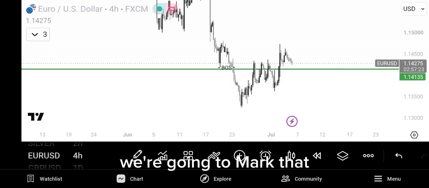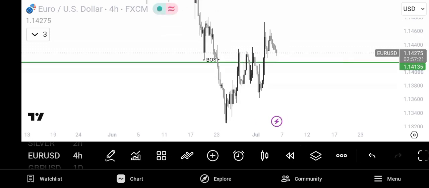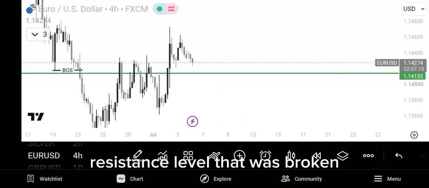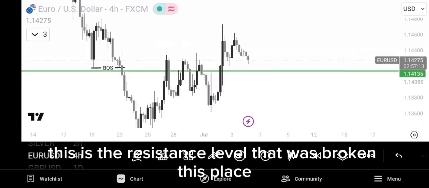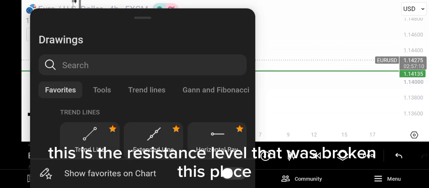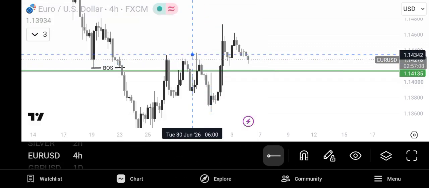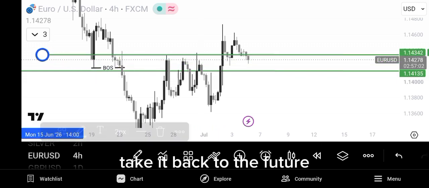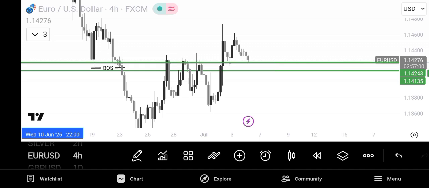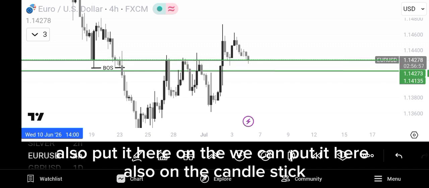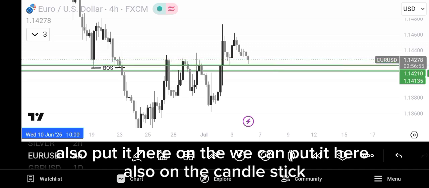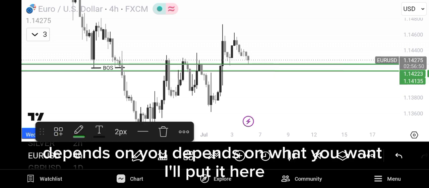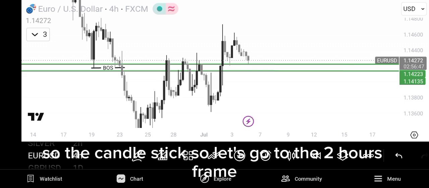So what are we going to do? We're going to mark that resistance level that was broken. This is the resistance level that was broken. This place. Take it back to the future. You can also put it here on the week, you can put it here also on the candlestick. Depends on you, depends on what you want. I'll put it here, on the candlestick.